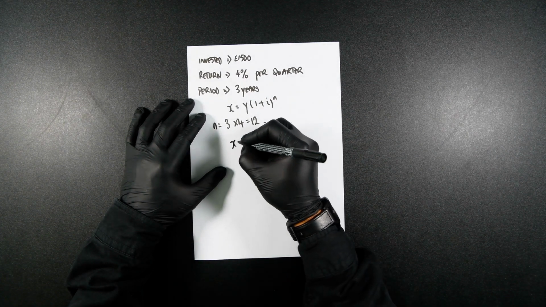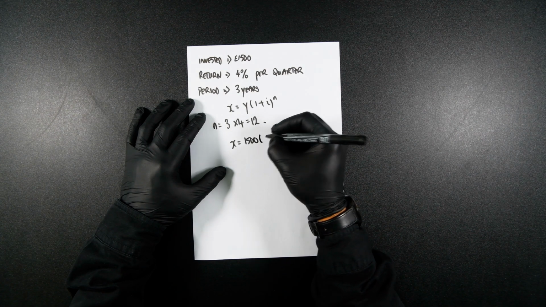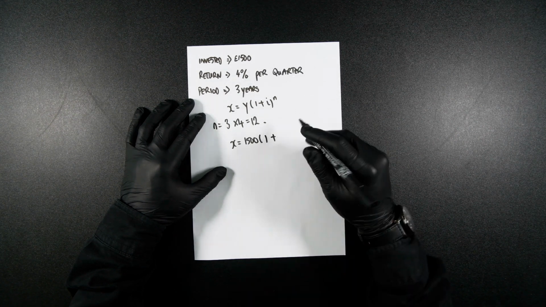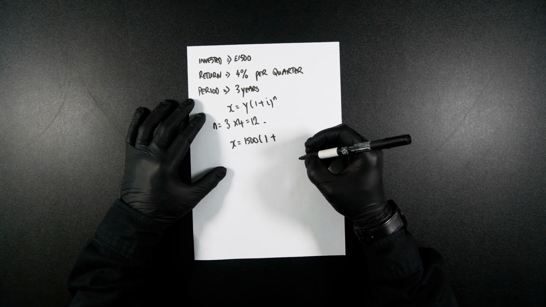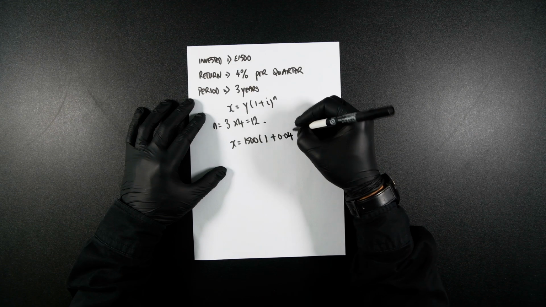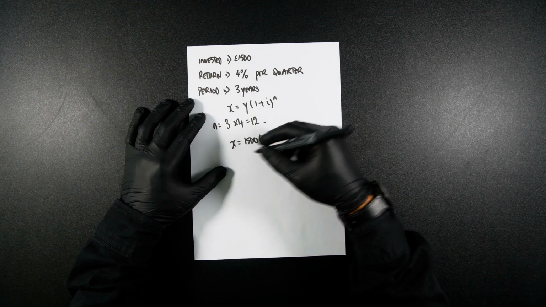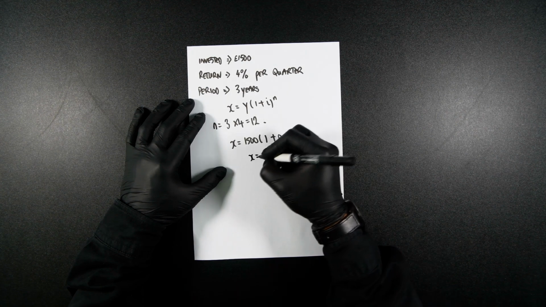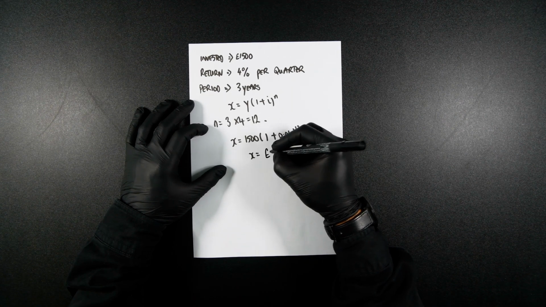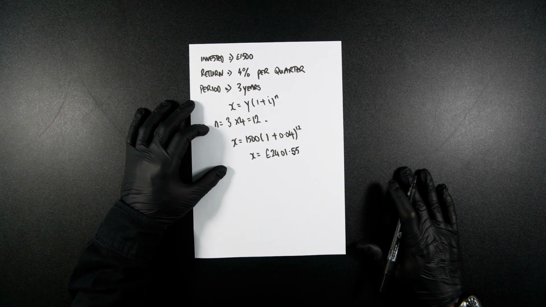So we'll get x = y, the investable amount, which is 1,500, (1 + 0.04)^12, where 4% written as a decimal is 0.04, and then to the power of 12. If we now simplify this entirely, we're then going to get 2,401.55. And then we're done.